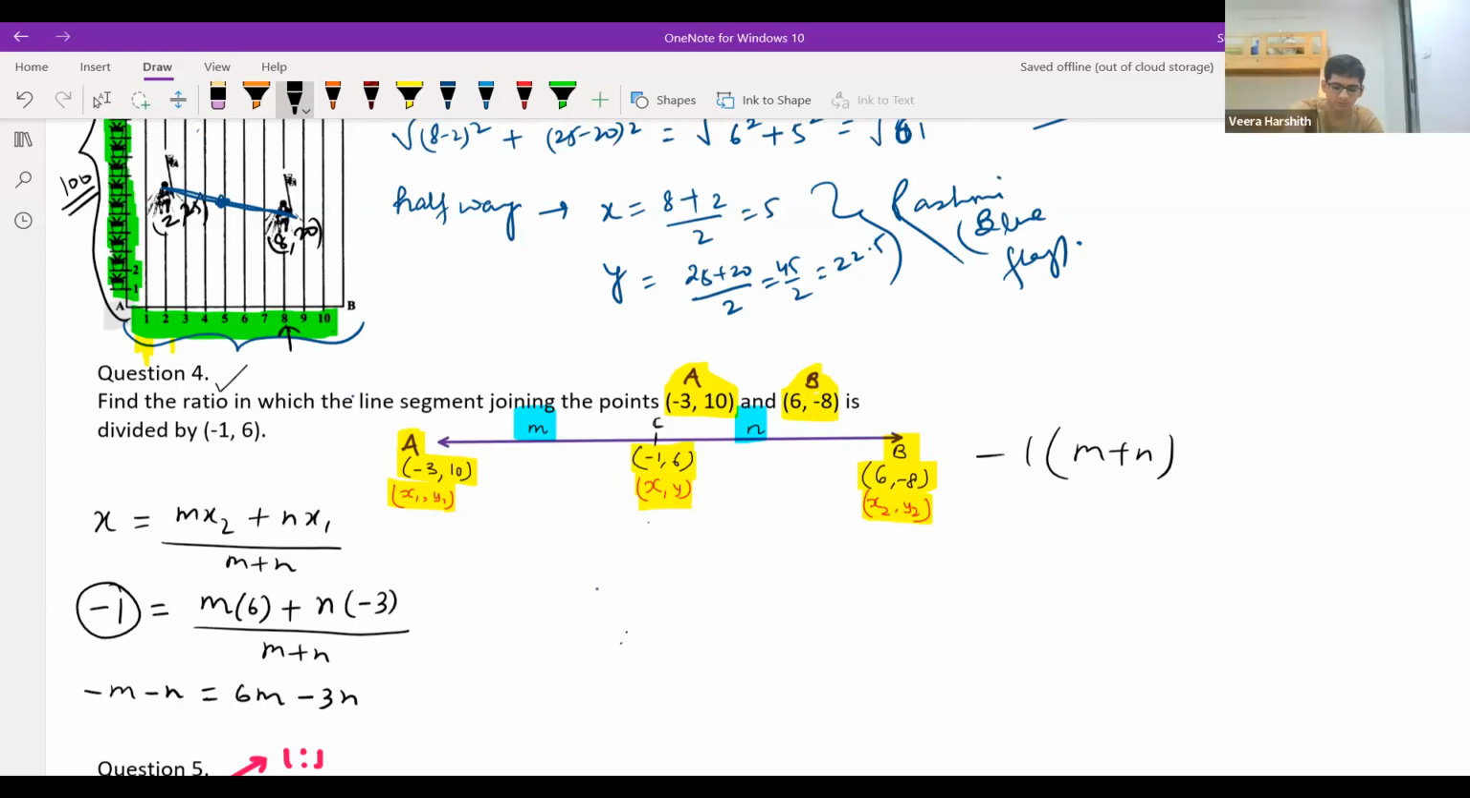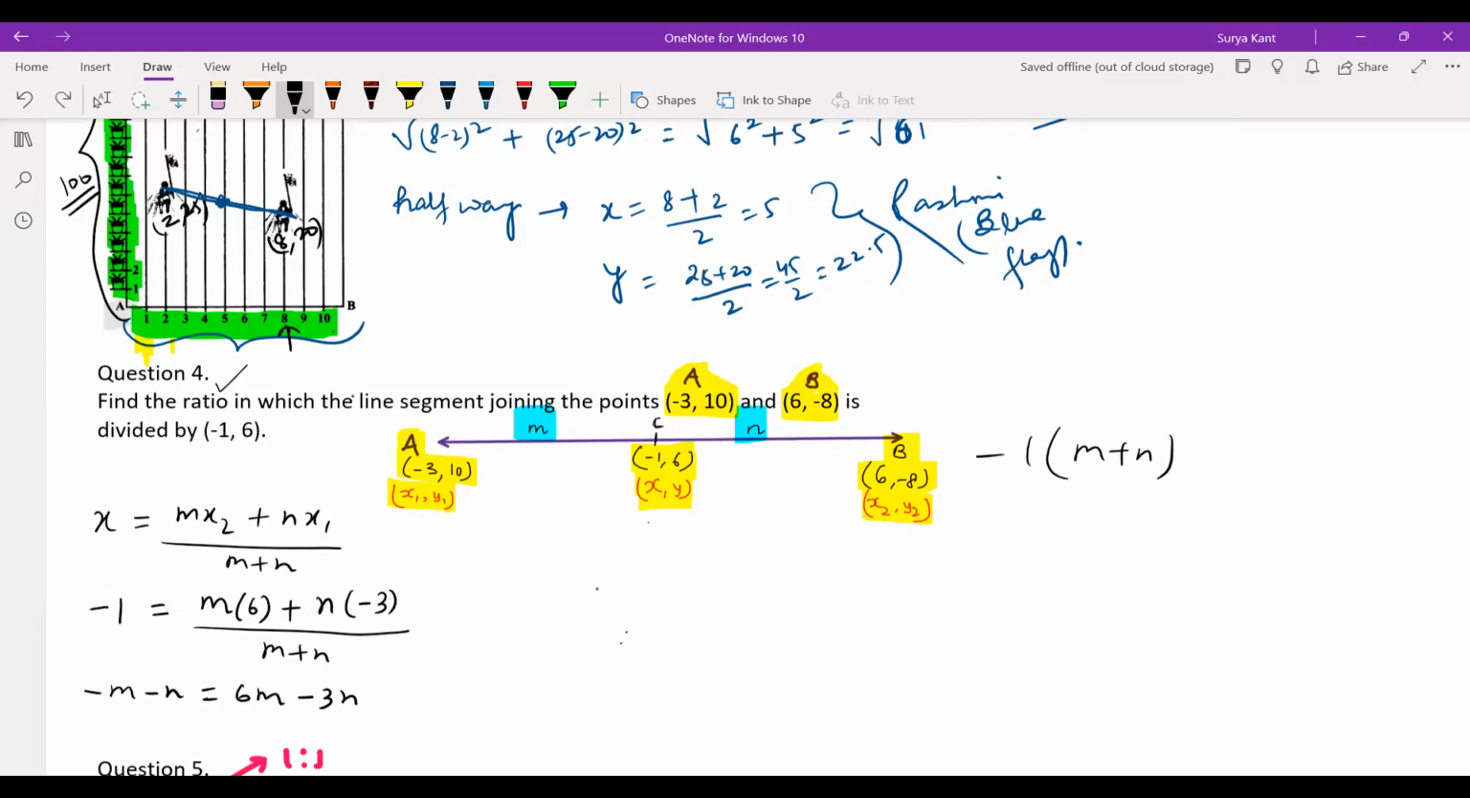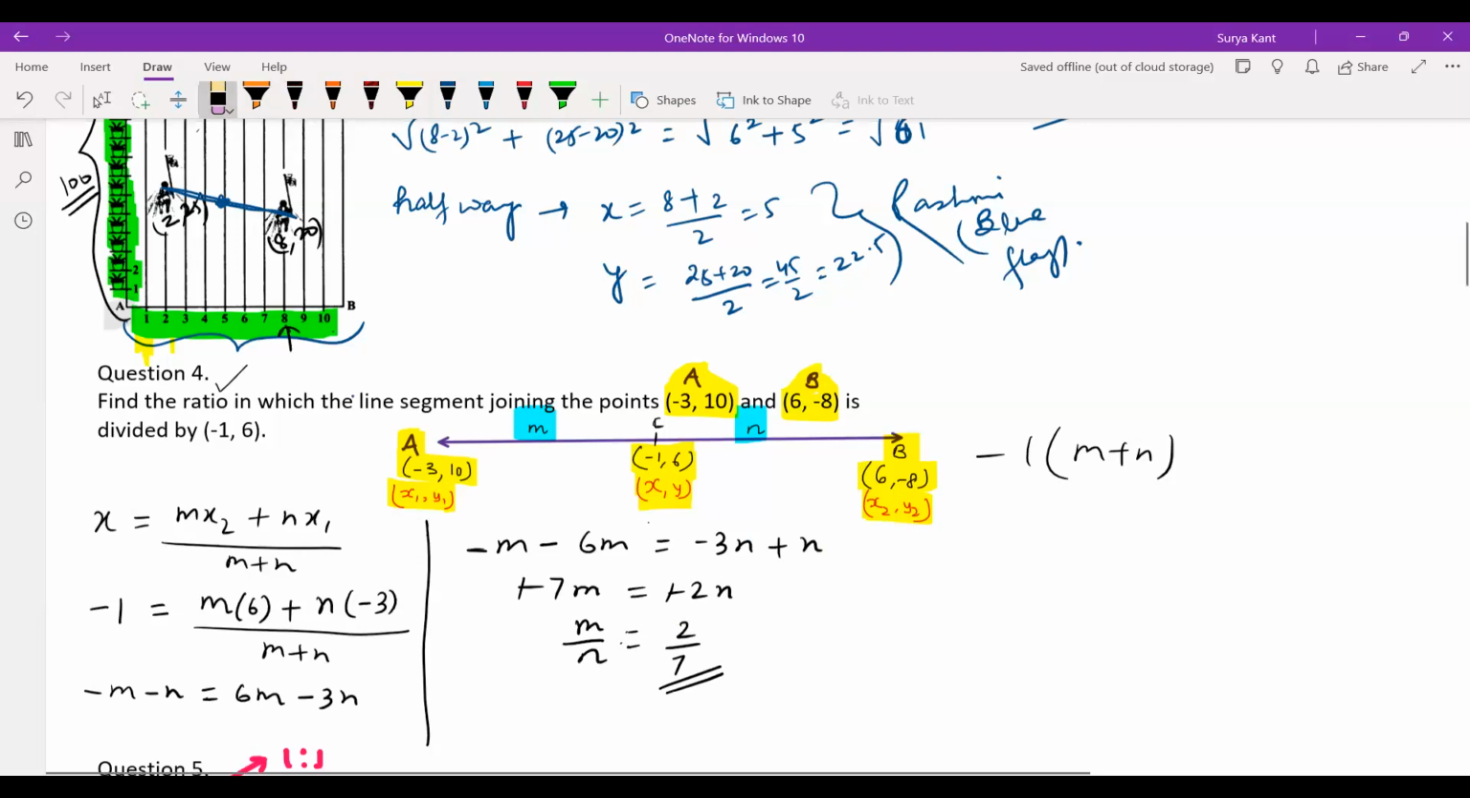Now what you do, write m always on the left hand side. Try to bring everything with m on the left hand side. So -m minus 6m is equal to -3n plus n. So -7m is equal to -2n. Cancel, cancel. So m by n is equal to what? 2 by 7. Yes, sir. Clear? It's a very easy question.